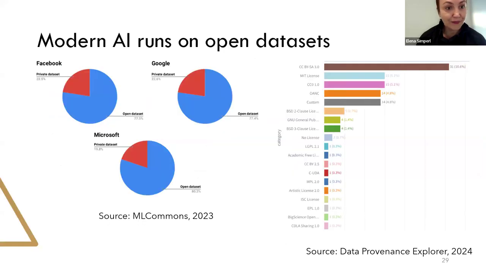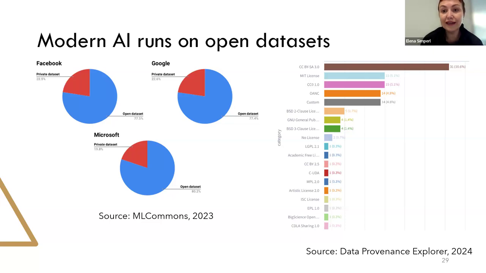Next slide, please. Now everyone's talking about AI. A lot of advances in AI are open. So going back to that open science and open science principles that I mentioned earlier, modern AI, both in an academic but also in a corporate environment, runs on open data sets. Lots of benchmarks in AI are openly available. And these are some statistics from the ML Commons Association. The blue parts in those pie charts are openly available data sets.